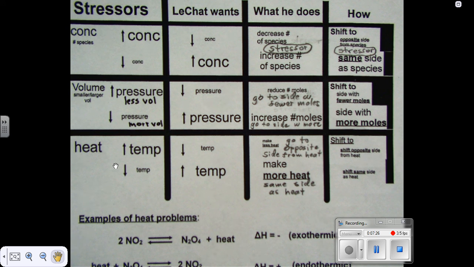But now we're dealing with temperature. So now, to get the temperature down, we go to the opposite side from the heat. And that's how you would write it in your little what he does. Okay, so you want to put that in there now and also on this sheet. If he wants more heat, then he's got to go to the same side because that's where the heat is.